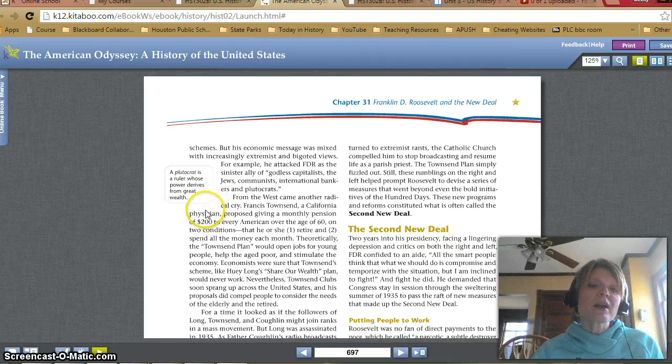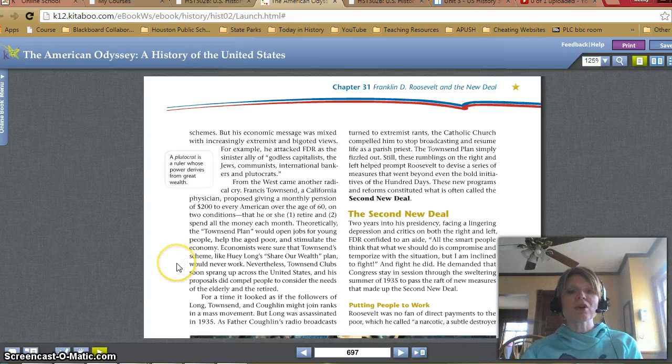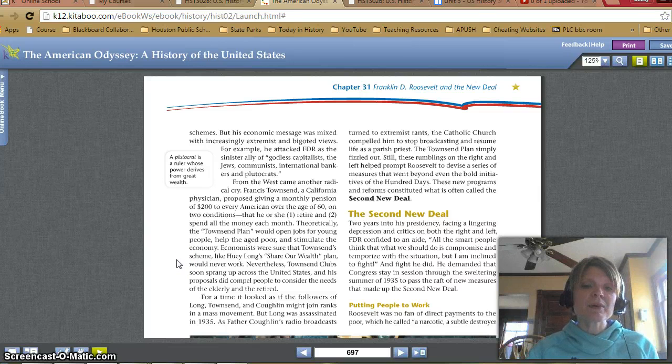From the West came another radical cry. Francis Townsend, a California physician, proposed giving a monthly pension of $200 to every American over the age of 60 on two conditions: one, that he or she retire, and two, spend all the money each month. Theoretically, the Townsend plan would open jobs for young people, help the aged poor, and stimulate the economy. Economists were sure that Townsend's scheme, like Huey Long's Share Our Wealth plan, would never work. Nevertheless, Townsend clubs soon sprang up across the United States, and his proposals did compel people to consider the needs of the elderly and the retired.